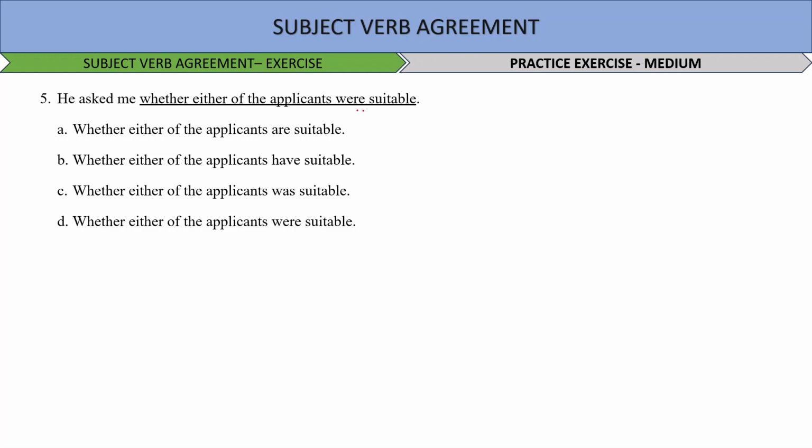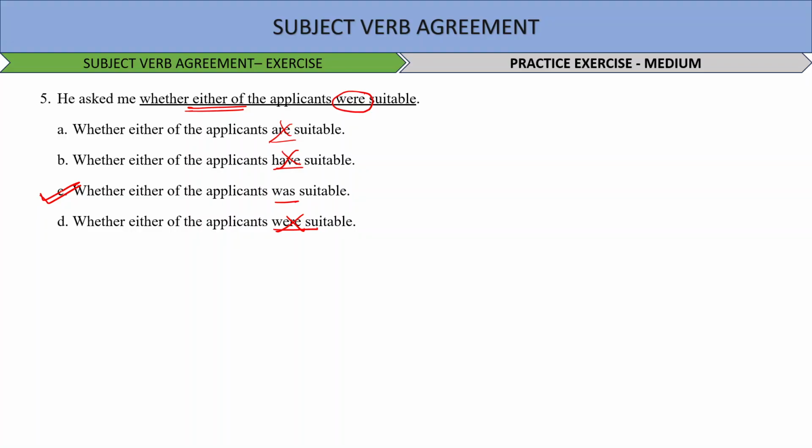You see, whether either of the applicants were suitable is underlined, so we have to see whether there is an error or not. So when we use either of, we already discussed this when we were discussing rules. When we use either or either of, each of, we always follow a singular form of verb. You see, where is the singular form of verb available? This one is not correct, this one is also not correct. We are only left with one option, which says whether either of the applicants was suitable. Grammatically, this makes an appropriate sentence, right?